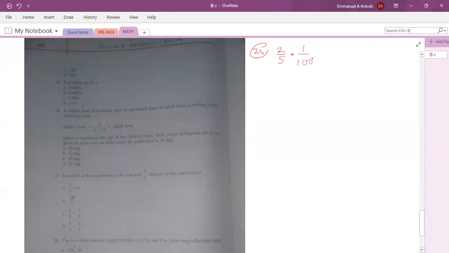Now, when I look at the answers, the answer is in decimal. So since it's in decimal, a quick way to do this will be to change 2/5 to decimal, and I'll get 0.4. So it's like having 0.4 times 1 over 100. And I know this will be the same if I multiply horizontally. It's 0.4 over 100. That's what this means.